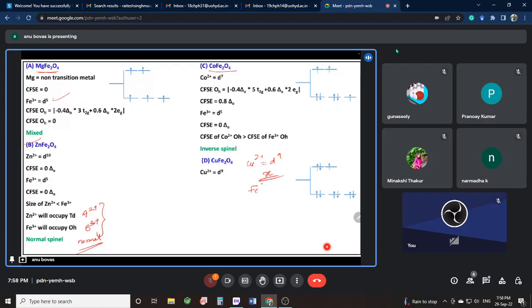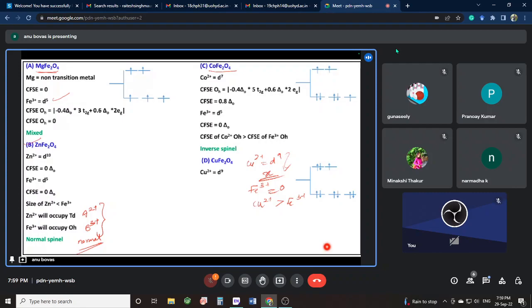Fe3+, we have already calculated, it is 0. So no need of even calculating Cu2+ CFSE, right? Because in this case also Cu2+ CFSE is greater than Fe3+. There is no need of knowing any CFSE. They haven't asked CFSE in this case. In some questions I have seen that they ask the difference between CFSE and all. In this question they have not asked.